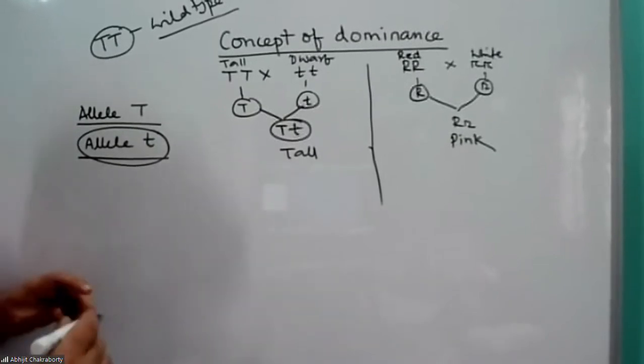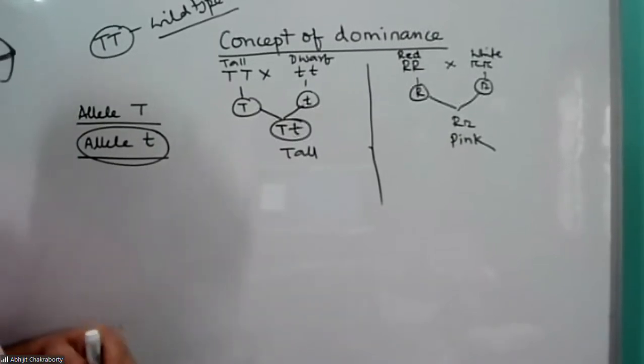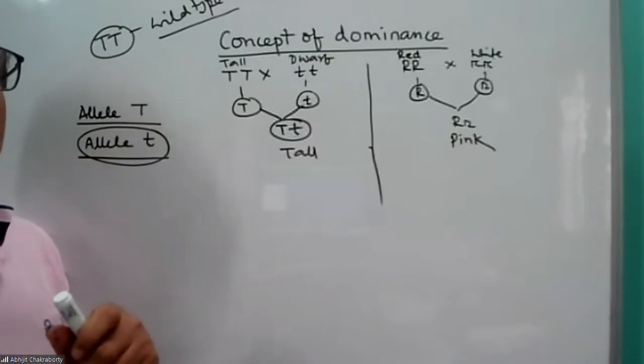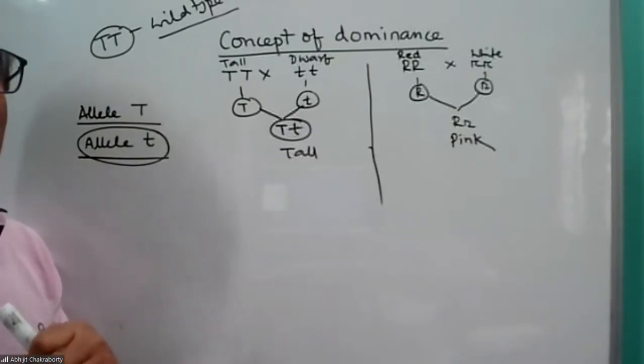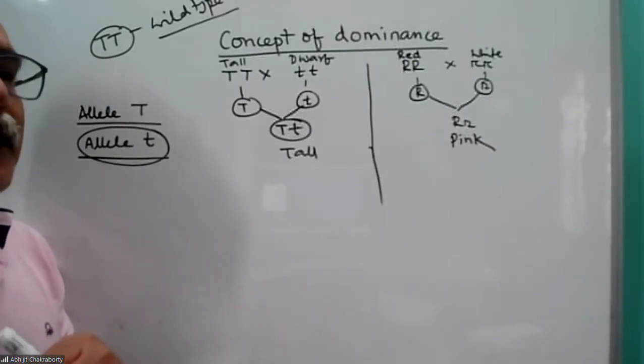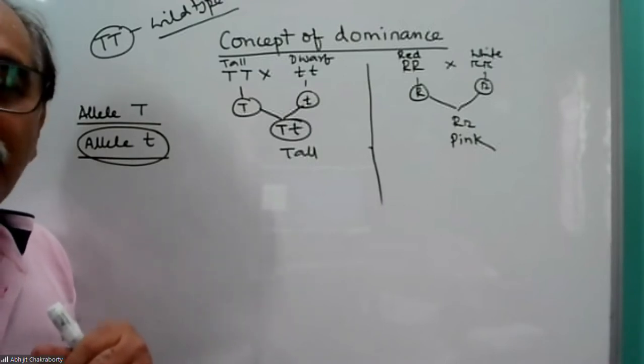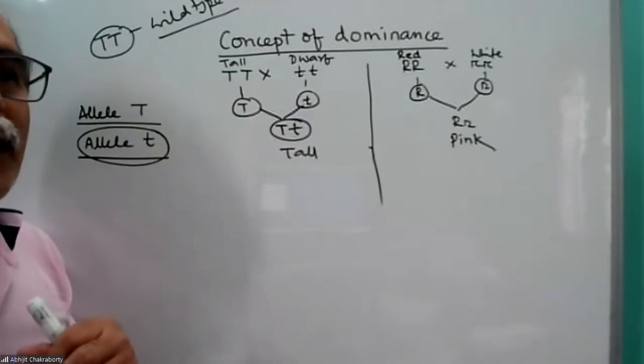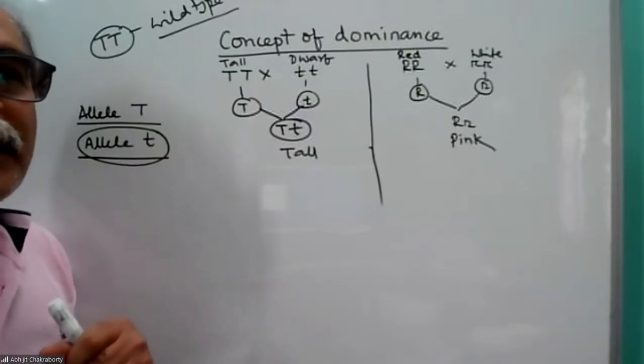Now, in the course of time, in some places, when short or dwarf pea plants are required to be developed, as per the need of the environment, capital T undergoes mutation. Capital T gene undergoes mutation to form small t gene. Are you getting me?